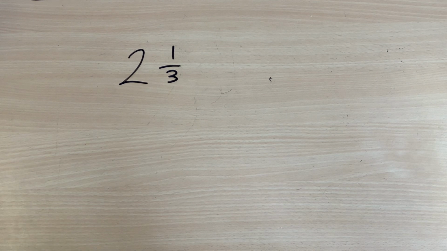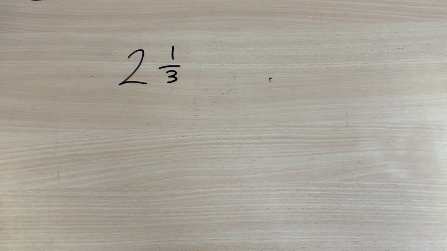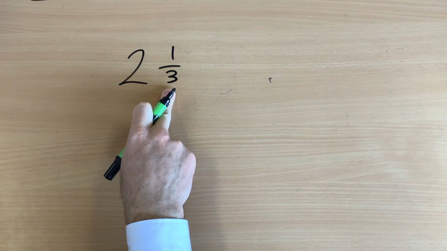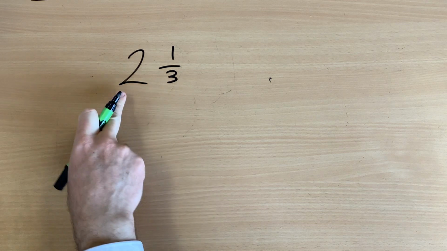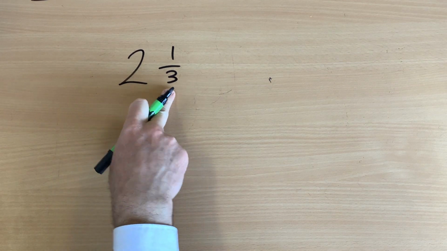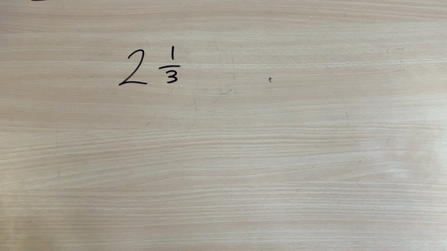Now, sometimes it's useful to be able to convert this into an improper fraction. Sometimes people refer to them as top-heavy fractions because the numerator is greater than the denominator. Now, to do this, what we're going to look at is how many thirds make up this entire thing.